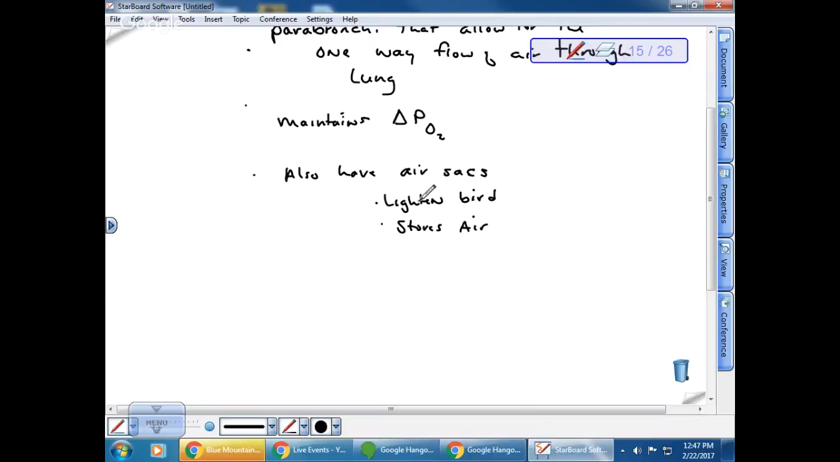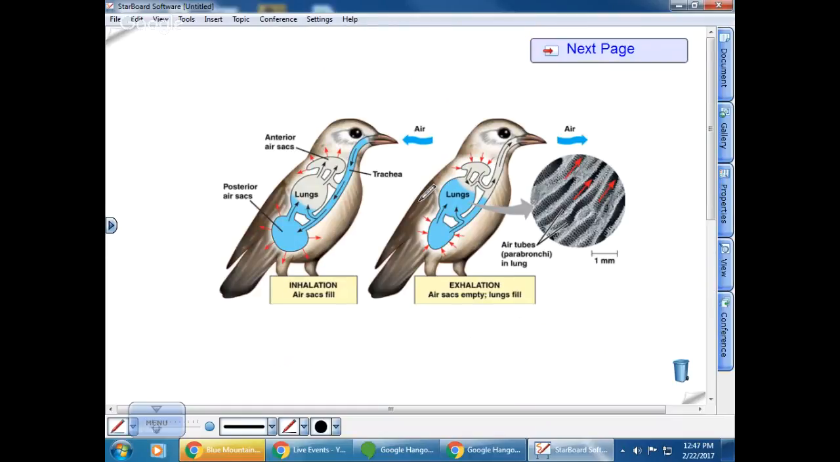Okay, so if we look at a diagram that shows this movement of the air, in order to get the air in and out, they actually have to inhale and exhale twice, two cycles. Where we inhale the air and then exhale the air, in order to get the air to move through their lung, they have to do it twice.